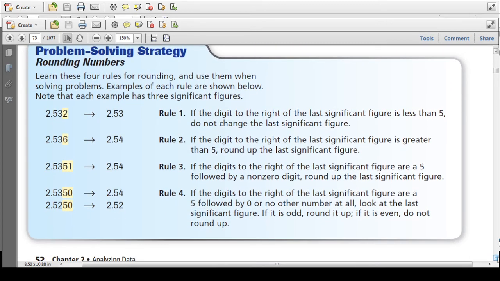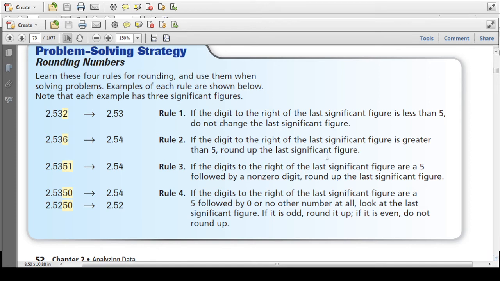Here's a little problem-solving strategy for rounding numbers. Learn these 4 rules for rounding and use them when solving problems. Examples of each rule are shown below. Note that each example has 3 significant figures.